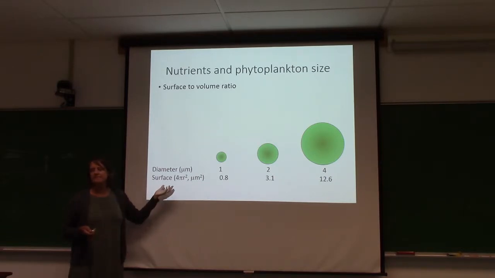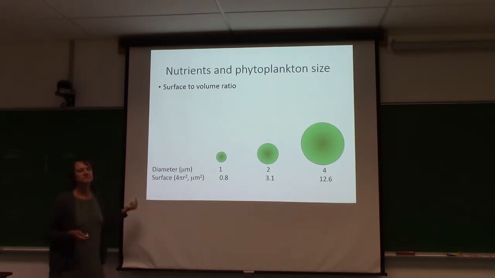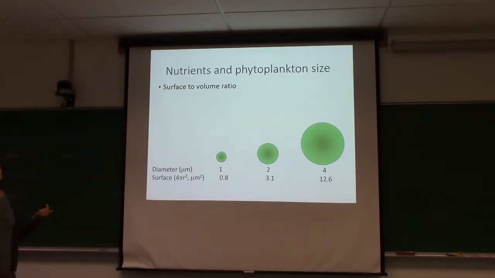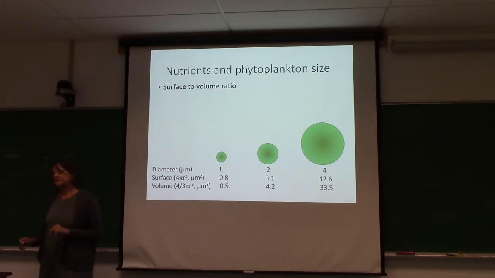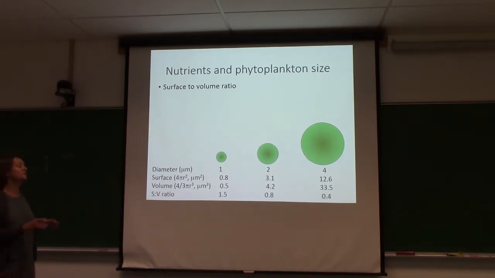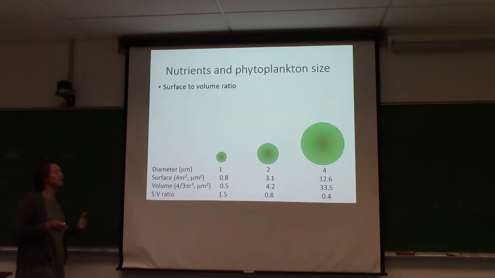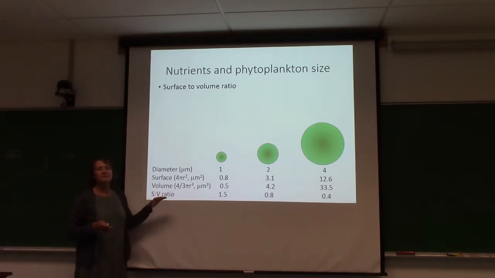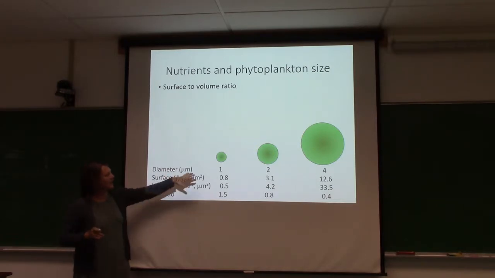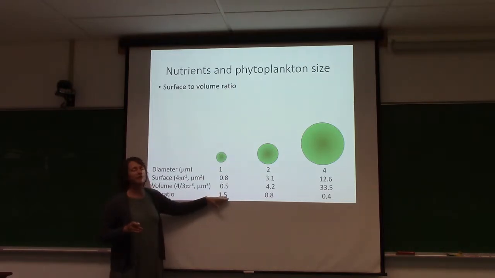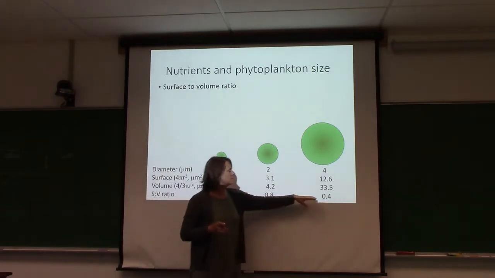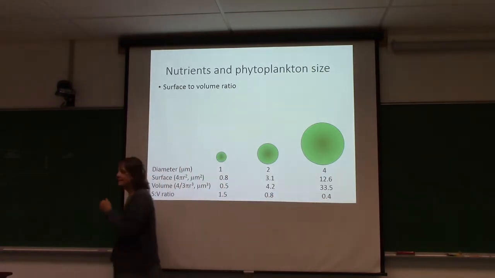What's the equation for the volume of a sphere? 4/3 pi r cubed, right? So you can calculate that for each one of these, and then you can take the ratio of the surface to the volume. This is exactly what Emmanuel said, that spheres have the lowest surface to volume ratio of any shape. But it really depends on the size of the cells, right? You can see that these small cells have a very large surface to volume ratio compared to these big cells. So why does that matter for nutrients?